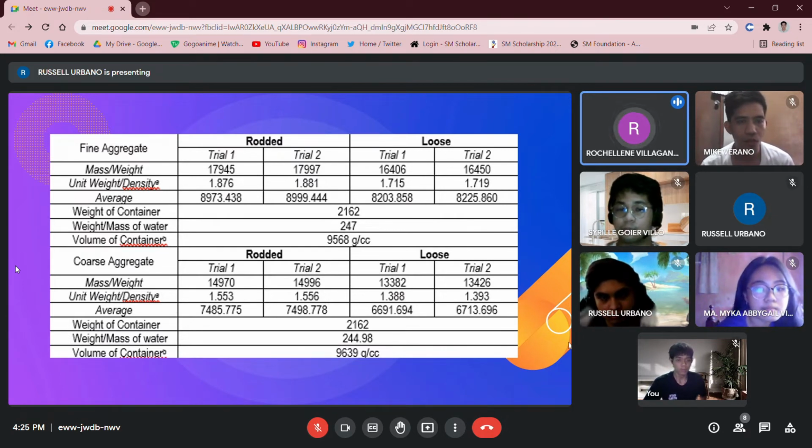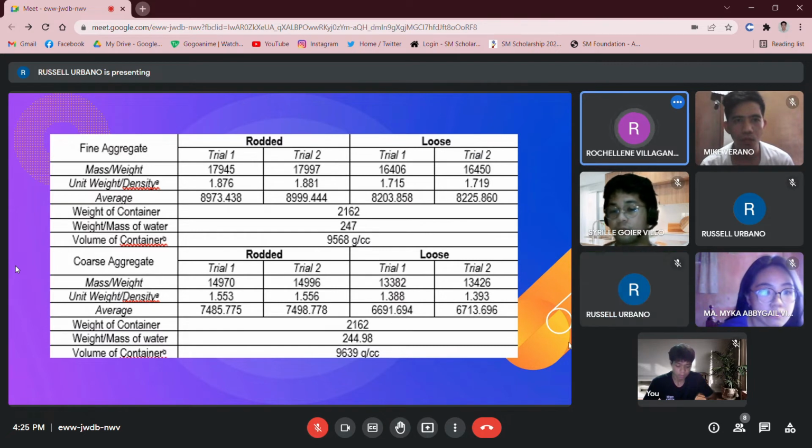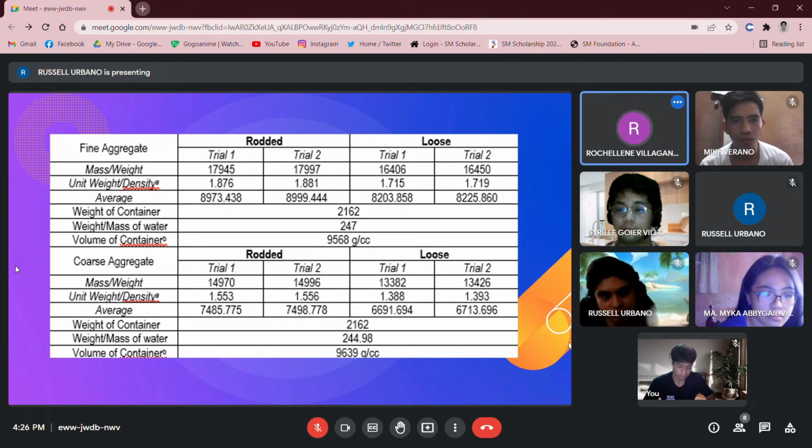8,973.438. For the loose, there is also trial 1 and trial 2, and the estimated value for mass weight is 16,406 for trial 1 and 16,450 for trial 2. The unit weight or density is also estimated. The average is 8,203.858 and for trial 2 is 8,225.860. The weight of container is 2,162. It is also estimated. The weight or mass of water is 247 and the volume of container is 9,568 grams per cc.